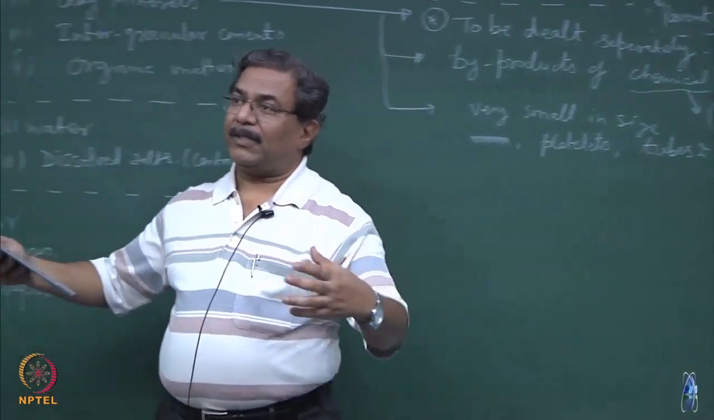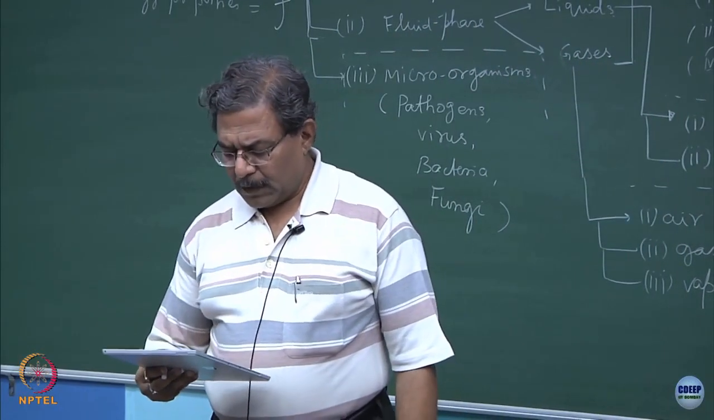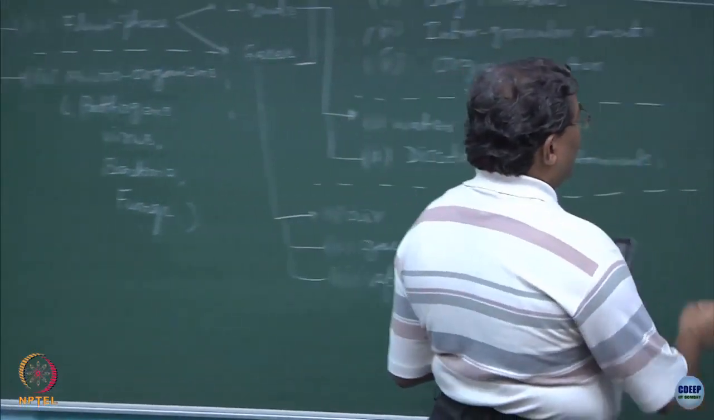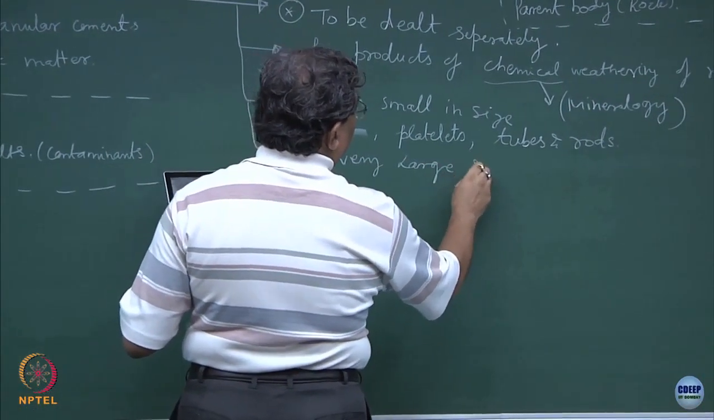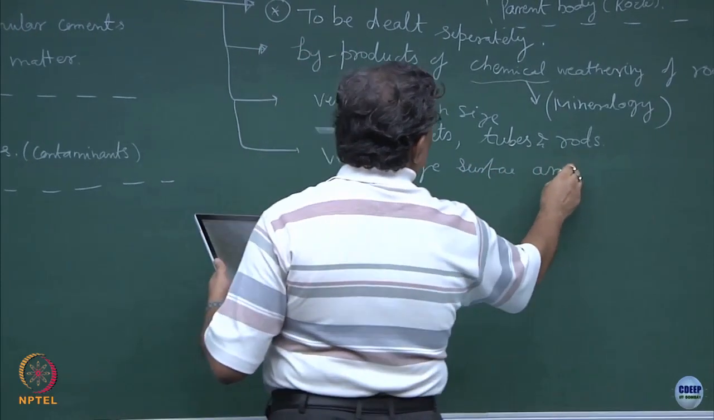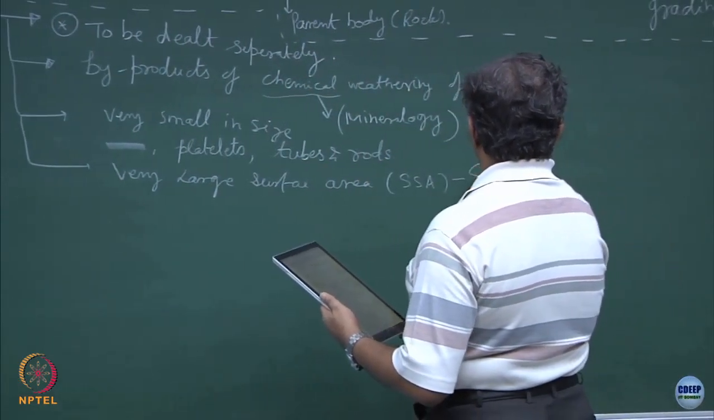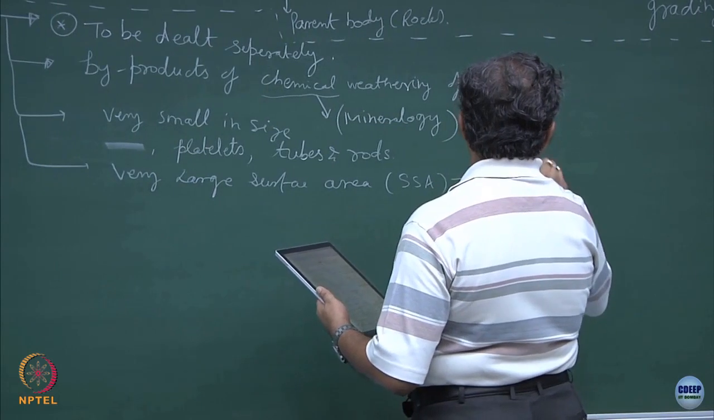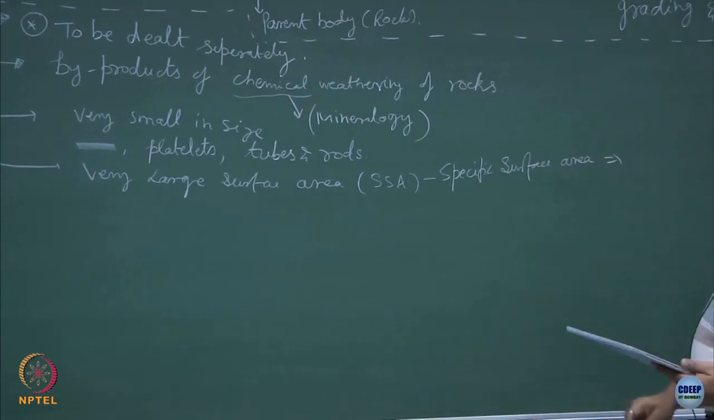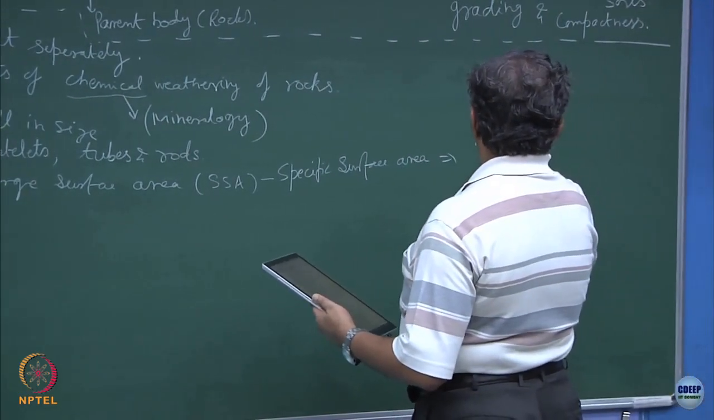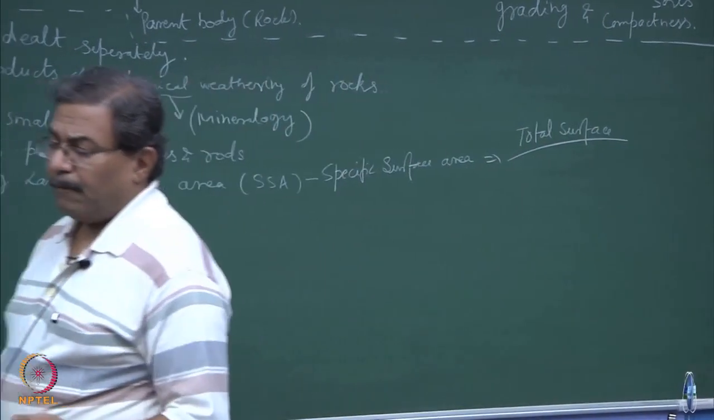Now, this is a very good interaction, bacteria interacting with the clays, and what happens and why? They have a very large surface area. And we call it SSA, specific surface area, and this is basically the total surface area divided by unit mass.